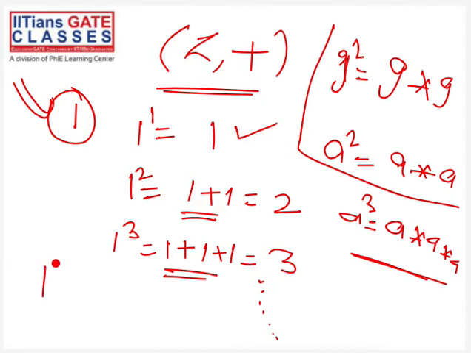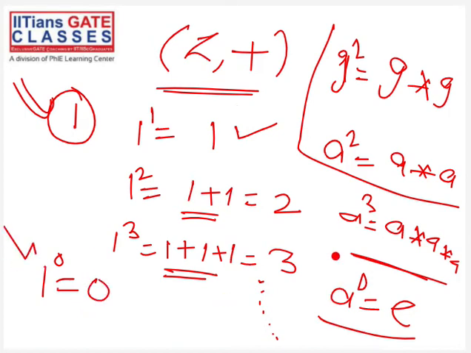Yes, we can generate 0, because what is 1 power 0? 1 power 0 is defined to be the identity element. In our group theory, a power 0 is defined to be the identity element. So what is the identity element? We already know the identity element is 0. So 1 power 0 is 0. Remember, this is the definition. In this complete group theory, any a power 0 is defined to be the identity element. So 1 power 0 will be 0. So you have also generated 0, and all these positive integers.